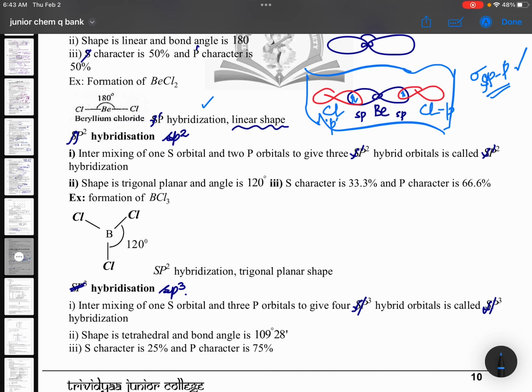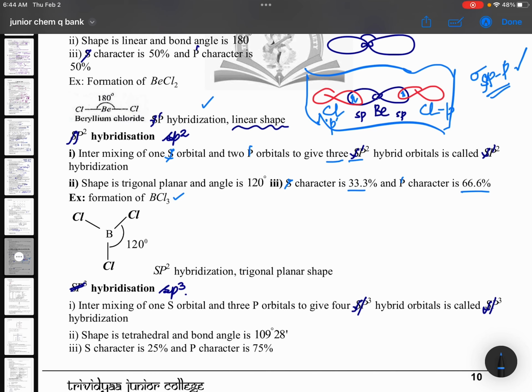Coming to the second one, sp2 hybridization. Now you can write the remaining lines as they are for sp. Intermixing of one s orbital and two p orbitals to give three sp2 hybrid orbitals is called sp2 hybridization. Shape is trigonal planar and angle is 120 degrees. S character is 33.3% and p character is 66.6%. And formation of BCl3 is the best example.